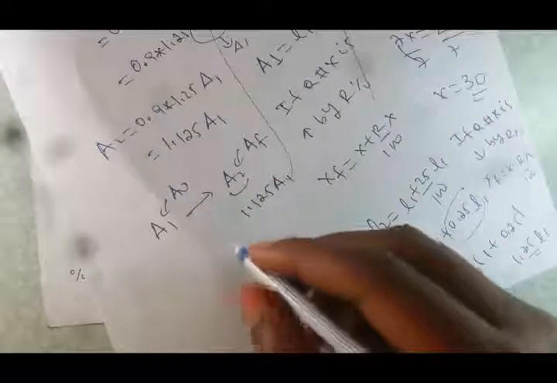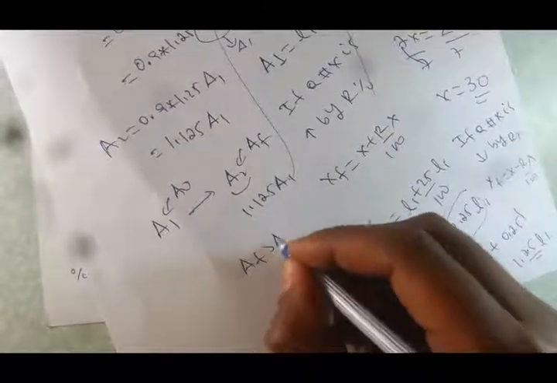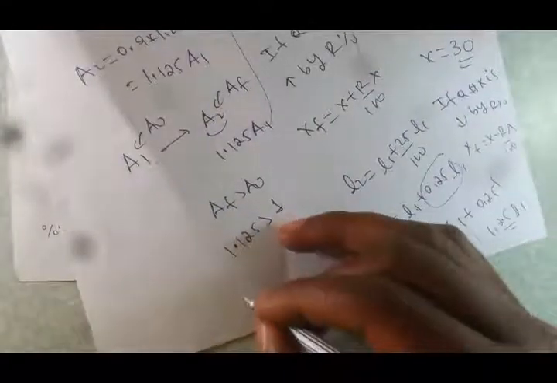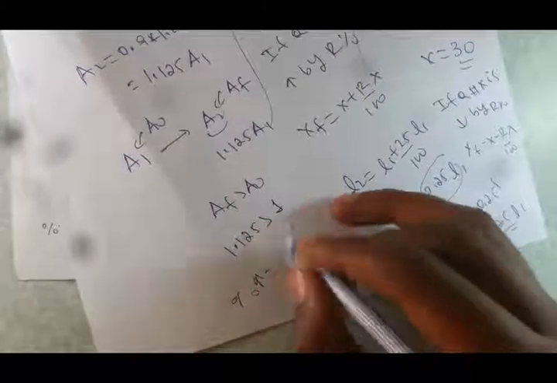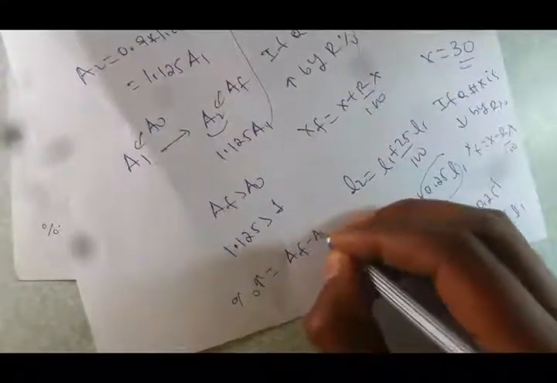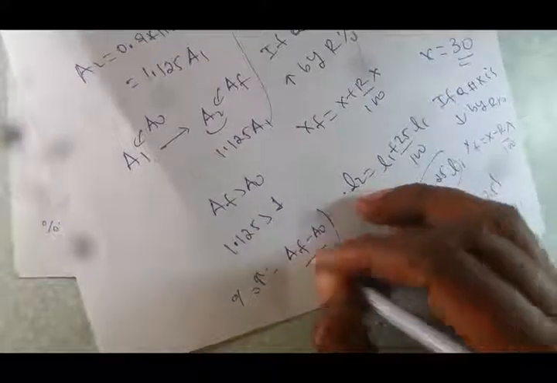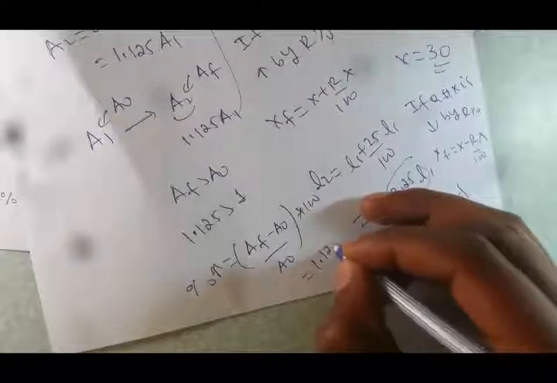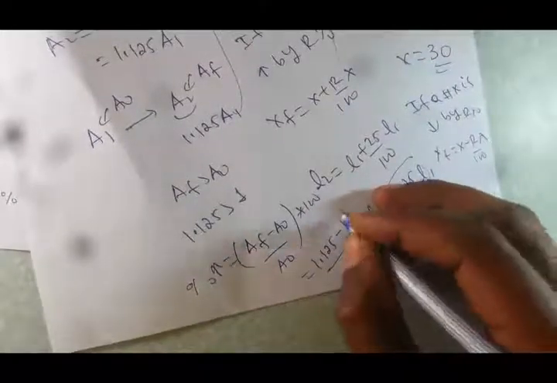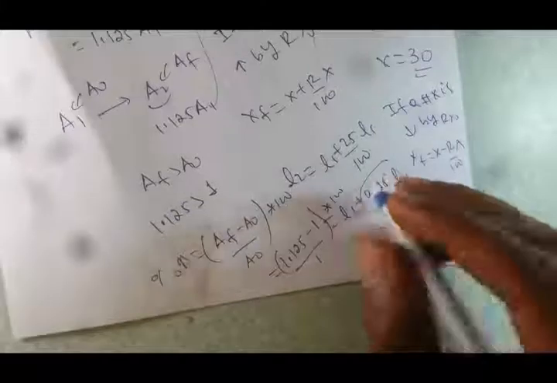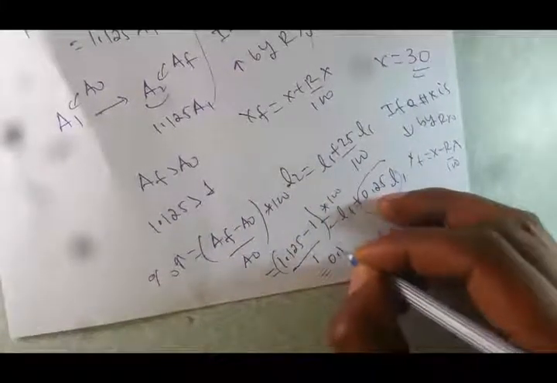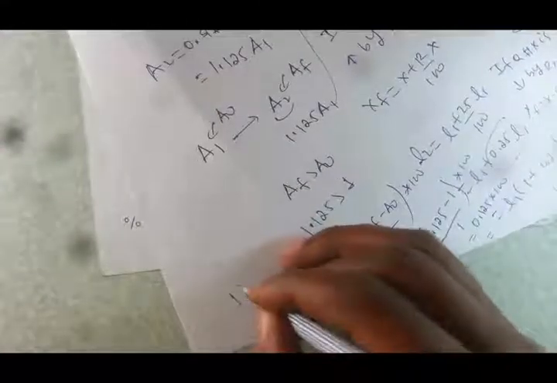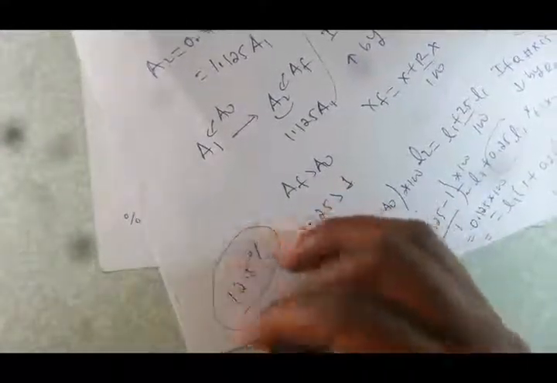From this we can see that A final is greater than A0, because 1.125 is greater than 1. Therefore, there will be a percent increase. Percent increase is given by A final minus A0 over A0 times 100%. Our A final value is 1.125, so 1.125 minus 1 over 1 times 100%. This is equal to 0.125 times 100, which is 12.5%. This is the percent increase.